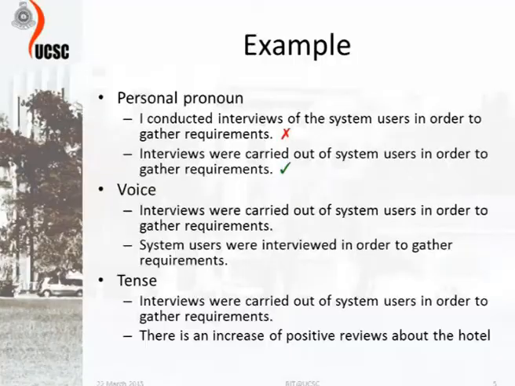But if it is currently happening, for example, if there is an increase, let us take an example. If there is an increase in the reviews of a particular hotel because you built a new hotel management system, and there is an increase in the number of positive reviews, then you have to say there is an increase, or there is an increase happening, which is present tense. So, it depends on whether you have done something or whether something is happening that you use a particular tense.